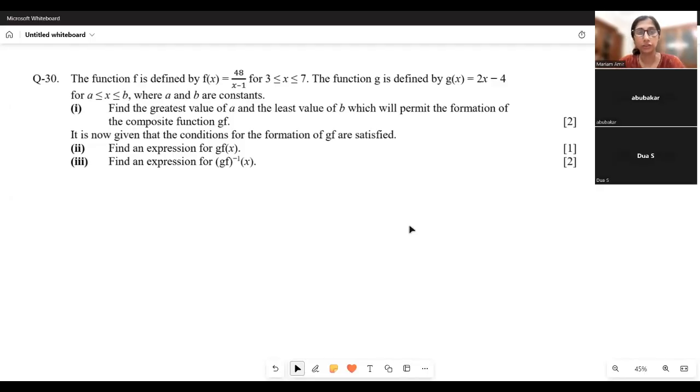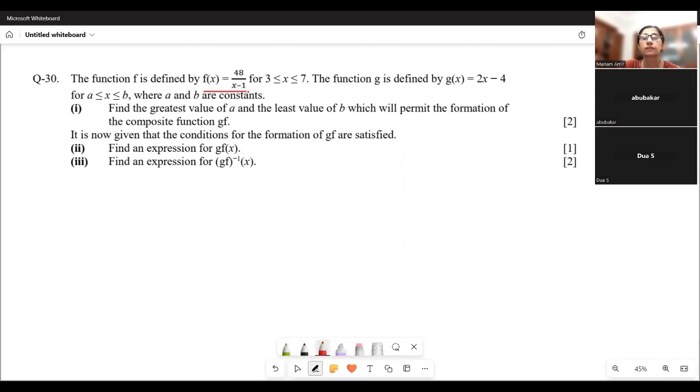30. Function f is defined by f(x) equals 48 by (x minus 1), for x between 3 to 7. Function g is defined by g(x) equals (x minus 2)(x minus 4), where x is between a and b, where a and b are constants. Find the greatest value of a and the greatest value of b, which will permit the formation of the composite function gf. Let's write the same story.